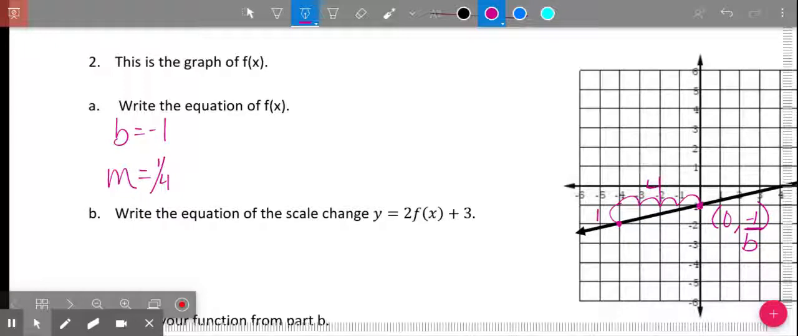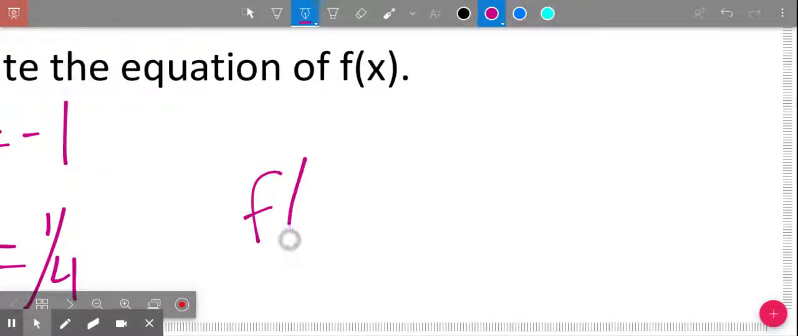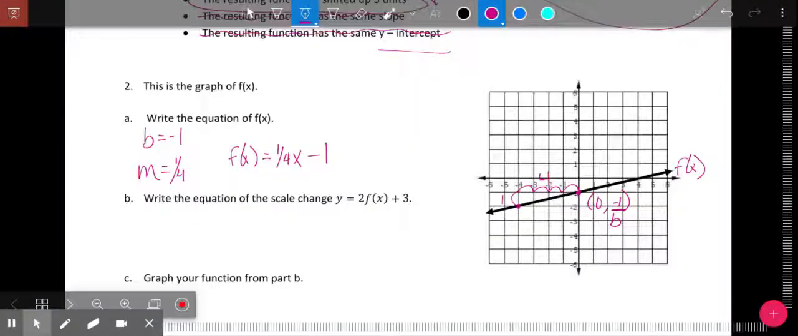So to write the equation, I just need to plug all those in. We said that this is f of x, so f of x is equal to, my slope was 1/4, so 1/4 x. My y-intercept was at -1, so -1. All right, so we wrote the equation.